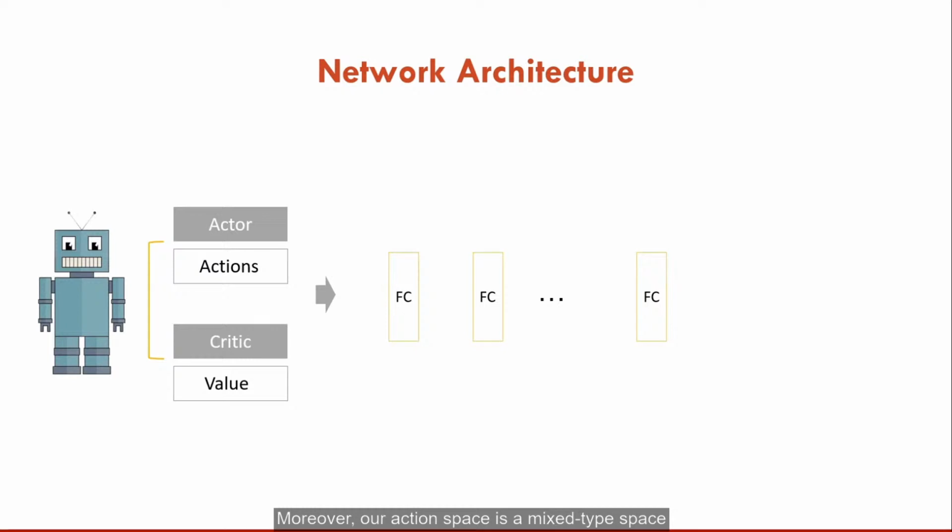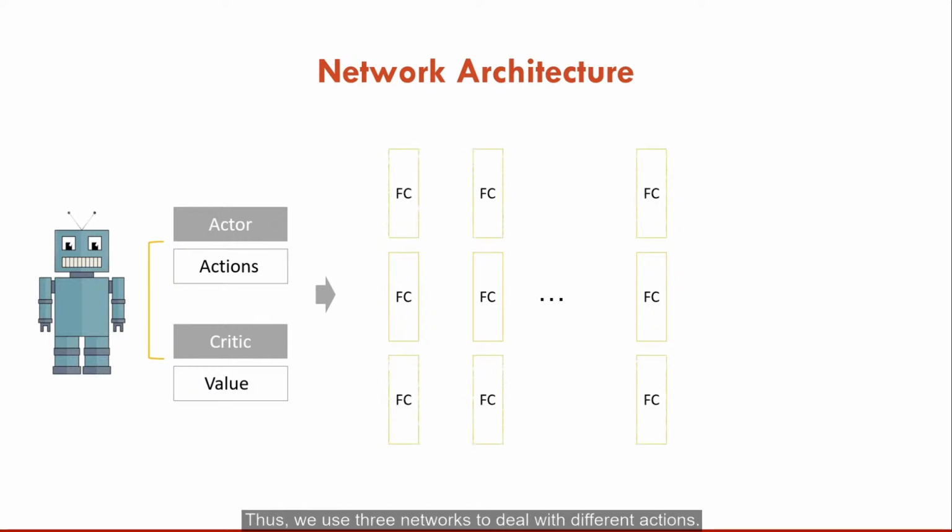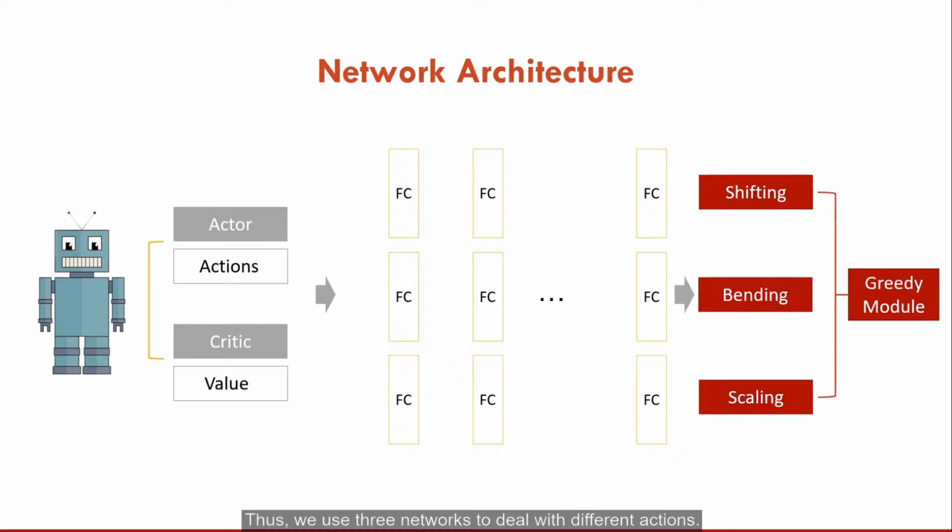Moreover, our action space is a mixed-type space, which cannot be easily solved by typical actor-critic algorithms. Thus, we use 3 networks to deal with different actions. Finally, we employ a greedy module to select the optimal reward and action.